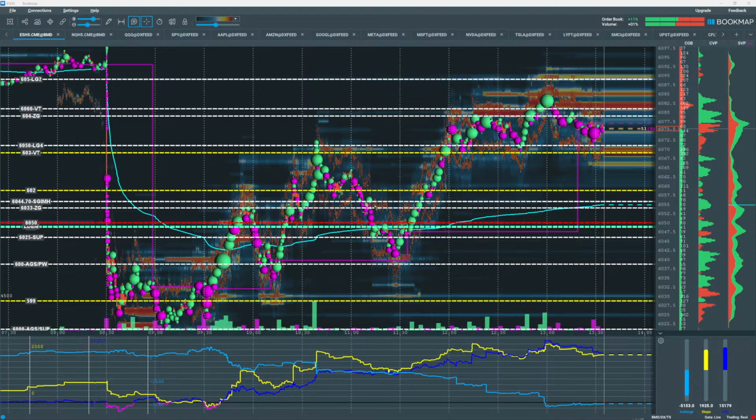This is the ES futures in Bookmap. And this is a sharp drop reaction to the CPI data. And now the S&P 500 is trying to recover. So that is the reaction to the data.